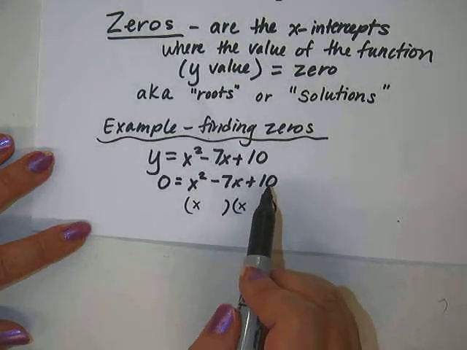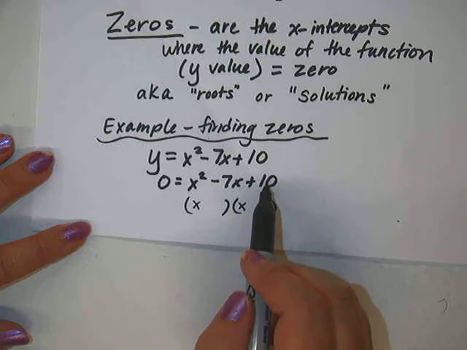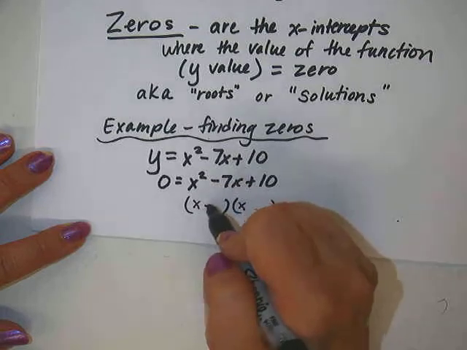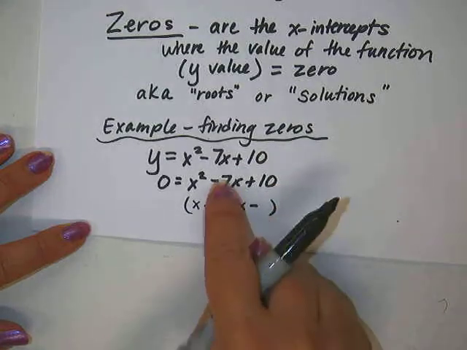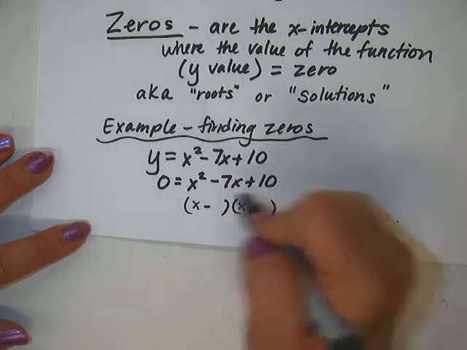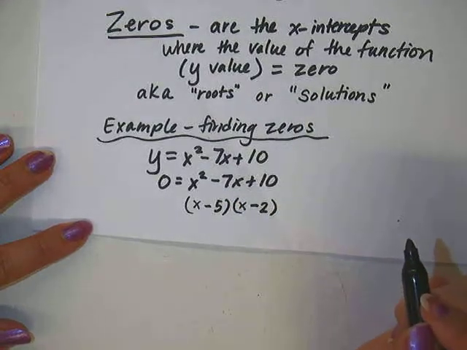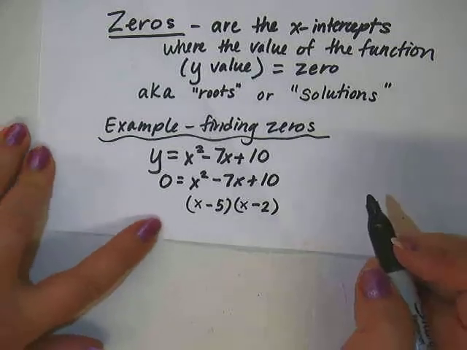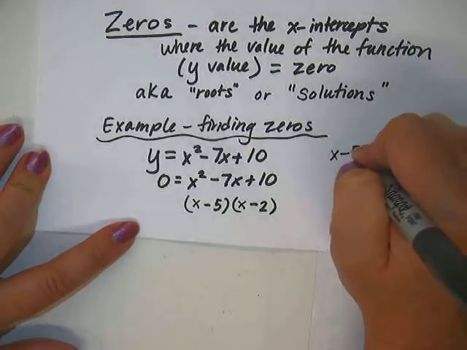So factor our x squared, that means we have to have an x and an x in order to FOIL this back together to get x times x is x squared. And then we need two factors of 10 that add up to negative 7. So a negative times a negative equals a positive. So as long as these are both negative, we'll multiply them to get that 10, but we need them to add up to the negative 7. Well, the obvious factors are 5 and 2.